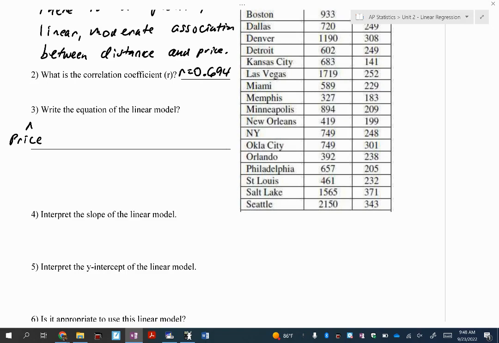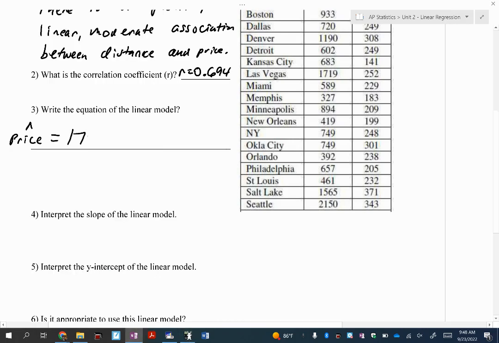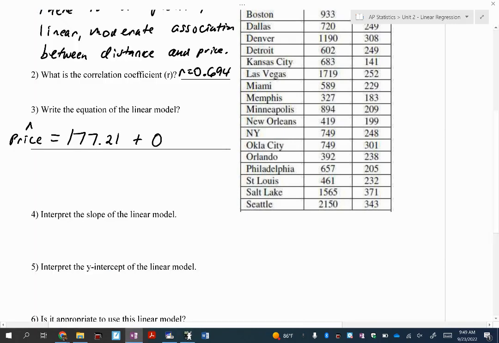Equals. The first thing you write down is your A. This is our y-intercept. The letter that's not next to the x is the y-intercept. The one that's next to the x from your days in algebra is the slope. So my y-intercept is 177.21, plus my slope, which is 0.08, and then times what is my x variable? Distance. Excellent.